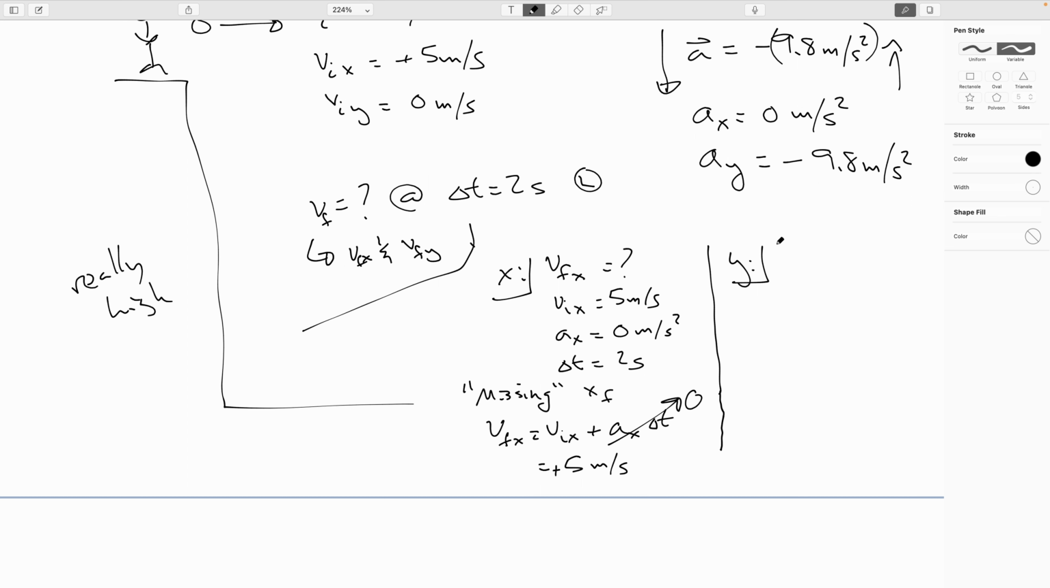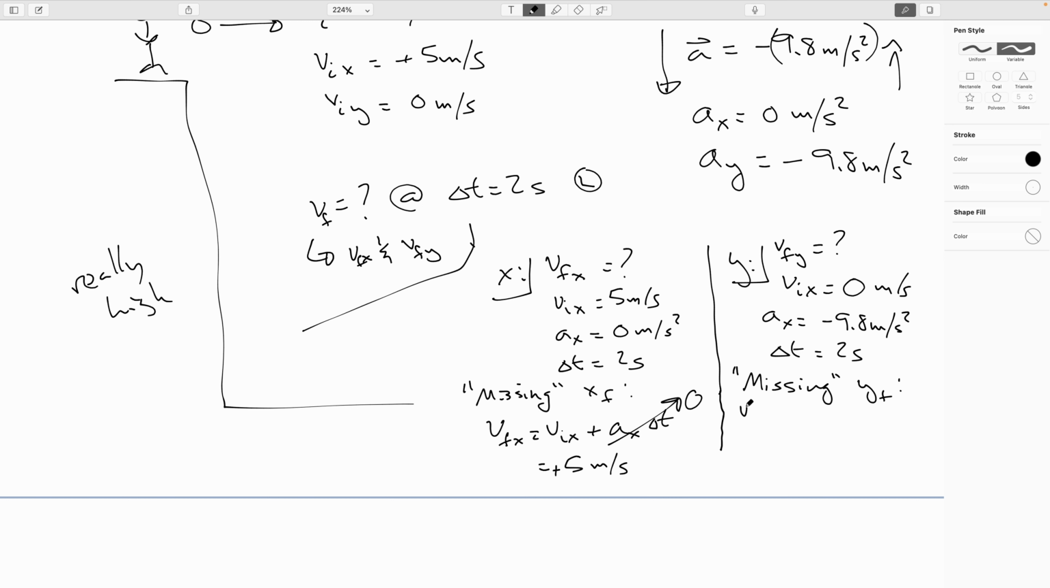Okay, land of y is going to be the same kind of process. So v final y is something we're asking for with the idea that we'll put it all together to get the final speed. Now here we've been given that v initial y is 0 meters per second, a sub y is minus 9.8 meters per second squared, and that delta t is 2 seconds. So here again, what is neither asked for nor given is the final y coordinate. So we can say that we are missing y final.